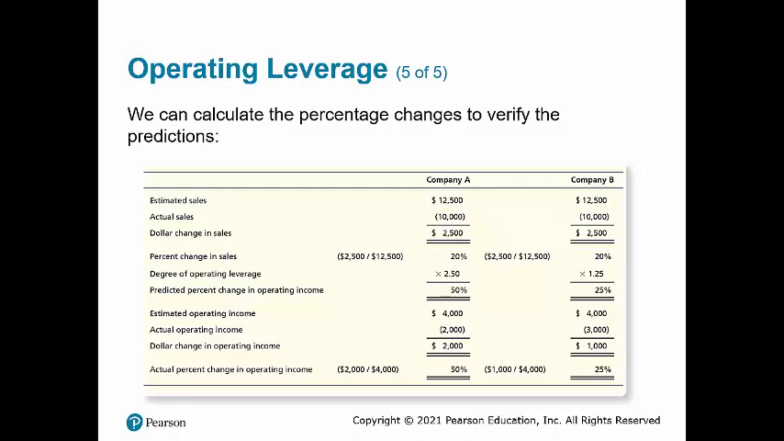So let's say that there had been a 20% increase in sales. It would have had a 2.5 times that effect, or a 50% increase in operating income for Company A. Therefore, a sales increase of $2,500 would have resulted in an increase in operating income of $2,000.